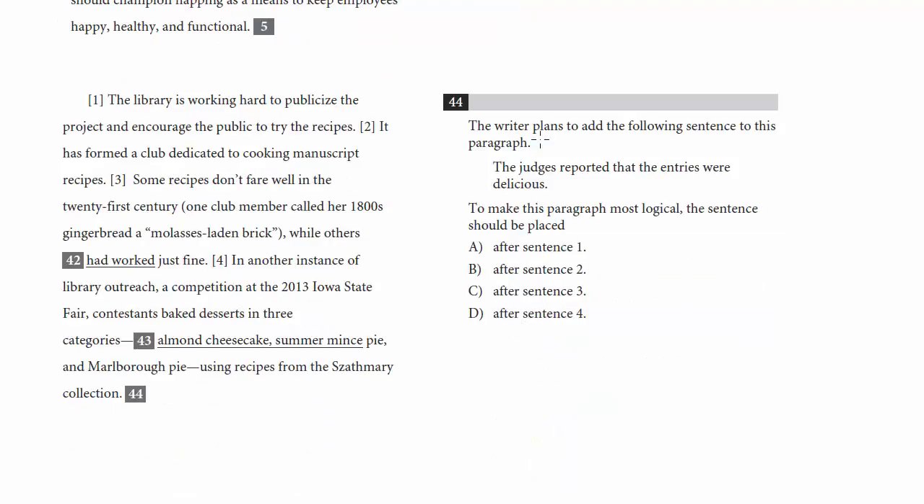How about 44? The writer plans to add the following sentence to this paragraph. The judges reported that the entries were delicious. So where do we want to put this?